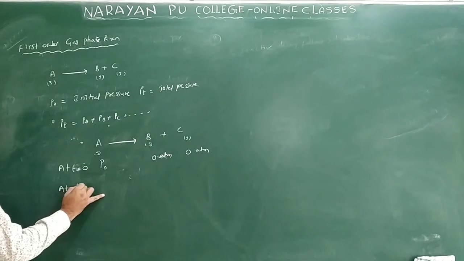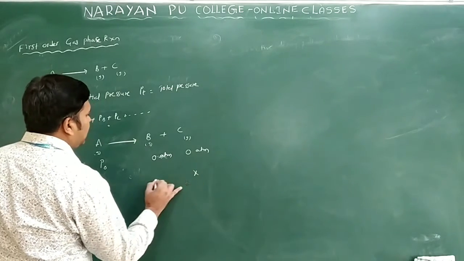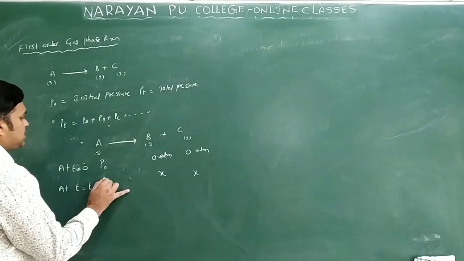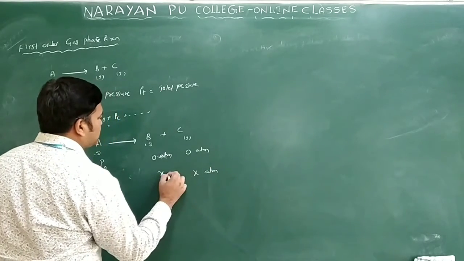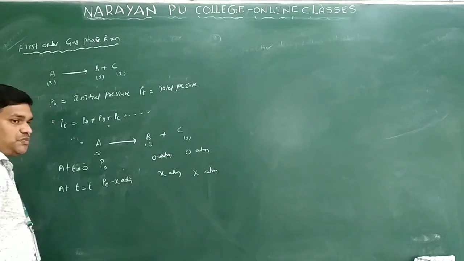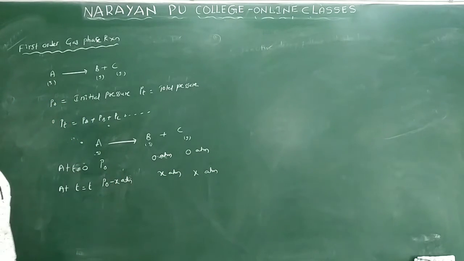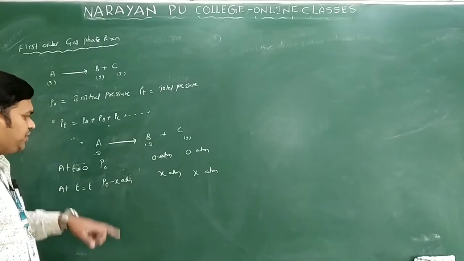Now we are taking time t. At time t, what can I get here? B is x atmosphere and C is x atmosphere. So A is P naught minus x atmosphere. This is the concept from the equilibrium concept. This is x, this is x, and here how much is there? P naught minus x atmosphere.